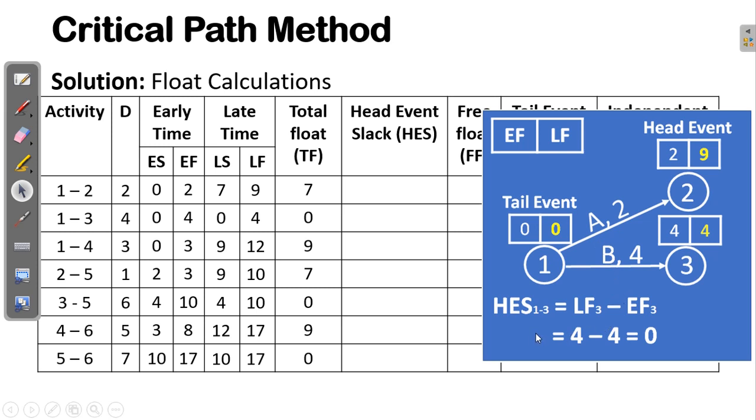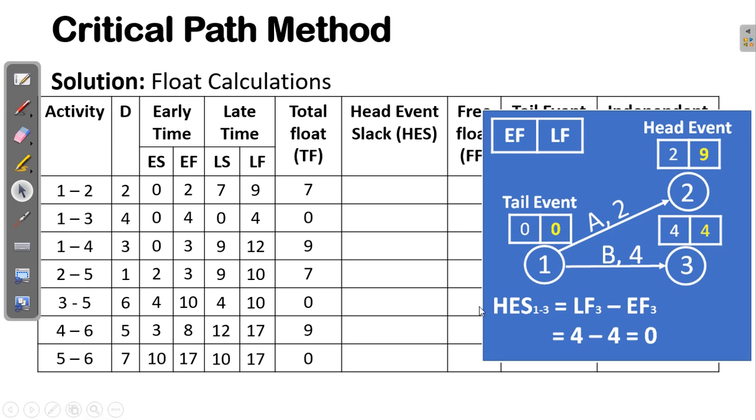Following that order in other nodes, you can go to event D. This head event here becomes the tail for event D. So the G point in the network we constructed will be the head event. The difference between the late finish and the early finish will be 10 minus 10, which is 0.